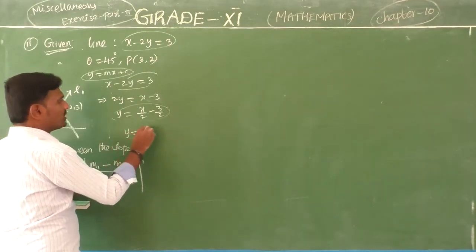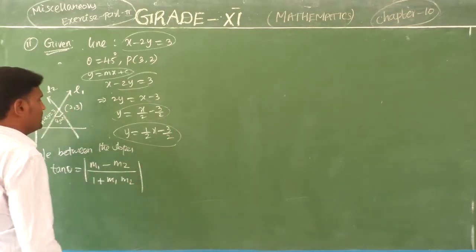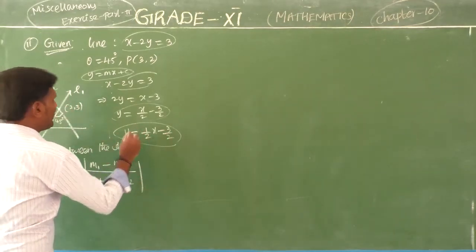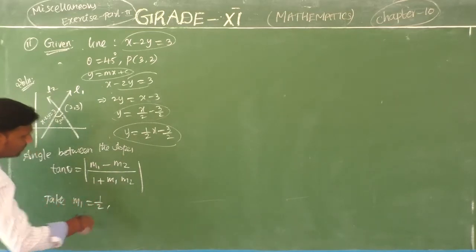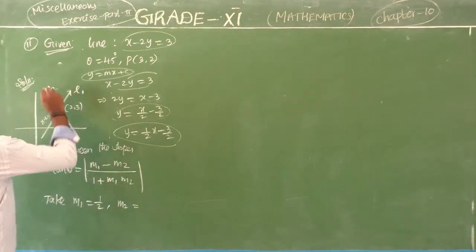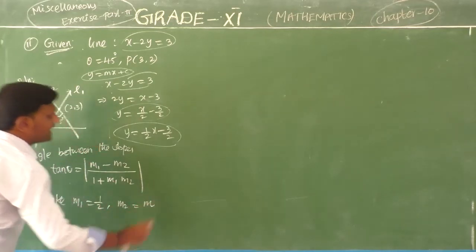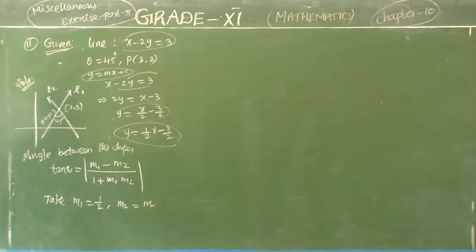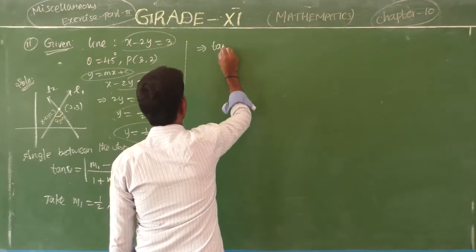So take that formula: 1 by 2x minus 3 by 2. Now you got it. Take m1, which is equal to 1 by 2, and m2 we don't know, the second side we don't know that. So simply you have to consider it as m. And already you know the value of theta is 45 degrees. Now I am going to substitute into the formula.